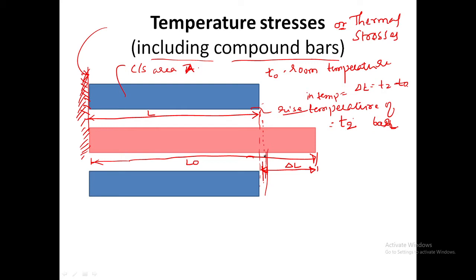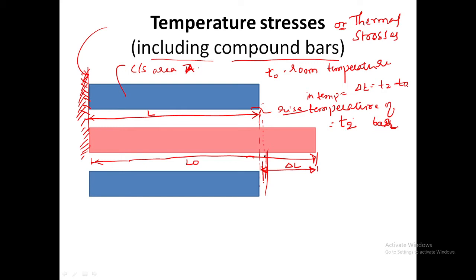Okay. Now, in thermal stresses, one of the important parameters which is going to affect the elongation or shortening of a body is the coefficient of thermal expansion, or thermal coefficient. It is measured in terms of per degree per unit length.